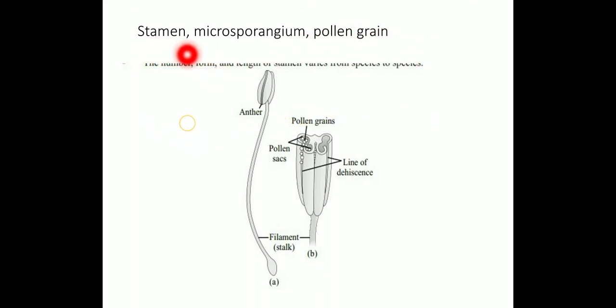As you know, stamen is the male reproductive unit, wherein the stamen there is a formation of microsporangium and the pollen grains. These are the carriers of the male gamete. So we are going to start with the structure of this stamen, microsporangium, pollen grain, and how the formation of the gametes takes place.